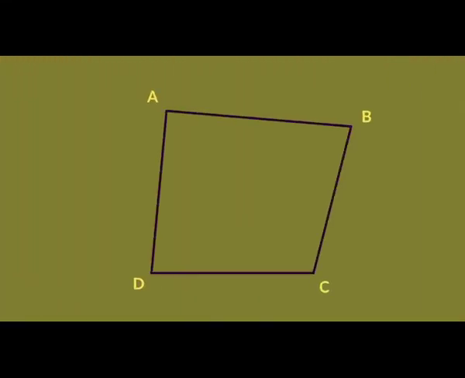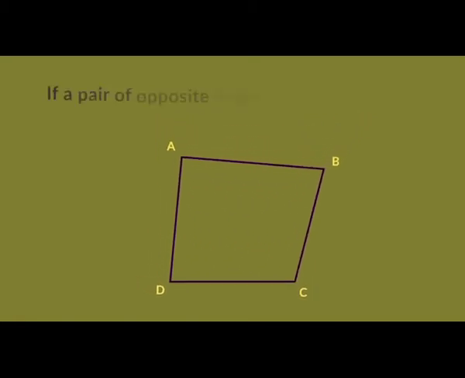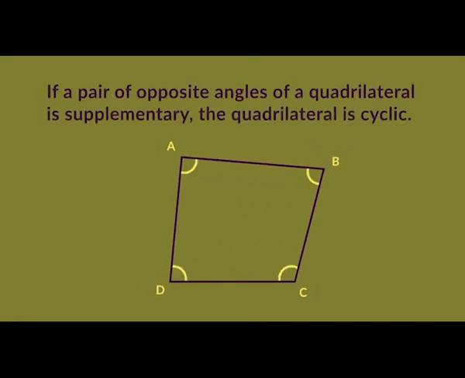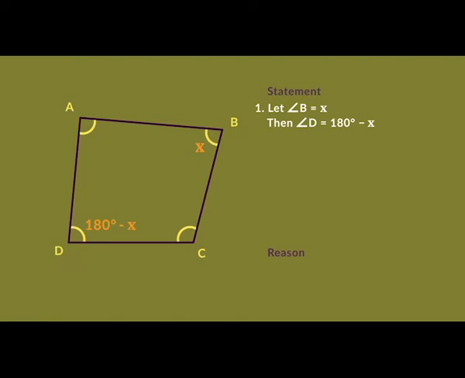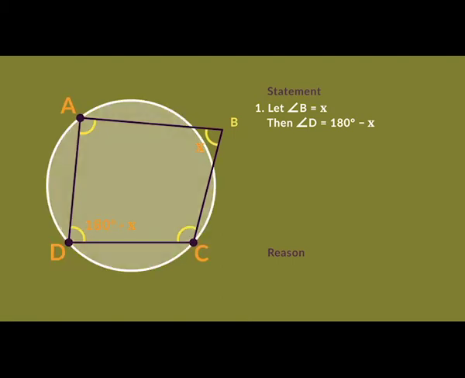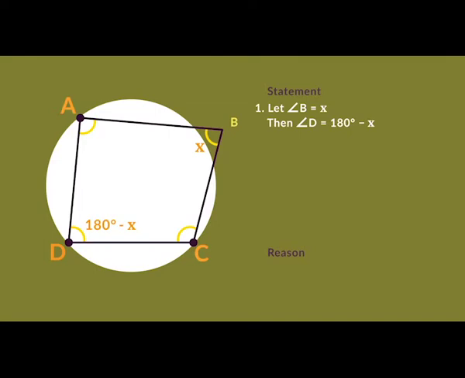The converse or reverse logic of this theorem is that if we are given a quadrilateral whose opposite angles are supplementary, meaning they add up to 180 degrees, then the quadrilateral is cyclic. We know that angle B and angle D on quadrilateral ABCD has a sum of 180 degrees. Let B equal x, so D equals 180 degrees minus x. If the 3 points A, C and D lie on a circle, we can sketch in the circle like this. Let's assume that point B does not lie on the circle. It could lie inside or outside the circle.